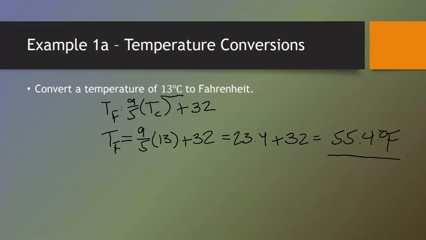Those of you who want to try my experiment this week, where you switch everything and start using Celsius: 13 degrees Celsius is when it's a little chilly outside, 55 degrees.